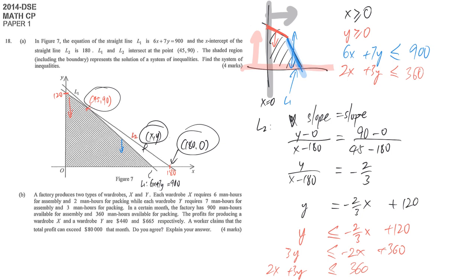Therefore, our solution, the system, fulfills all these requirements together. We have to write down the symbol of n. This is the answer of part A.